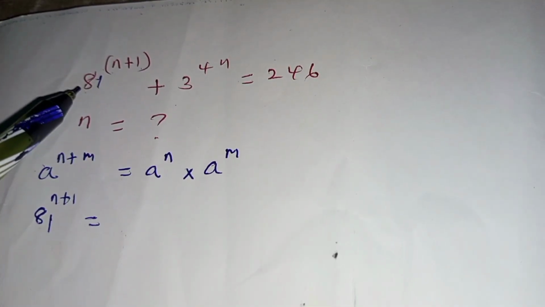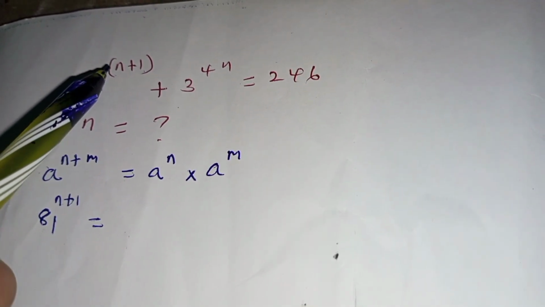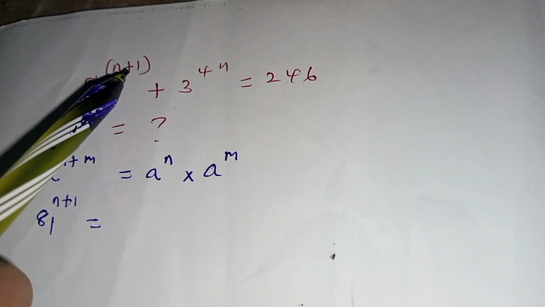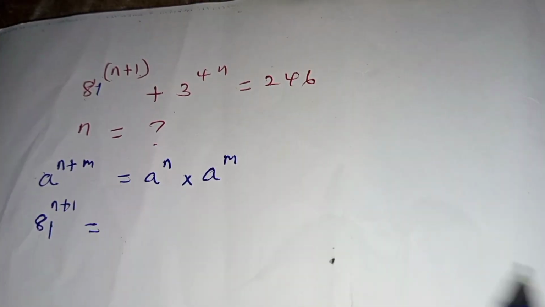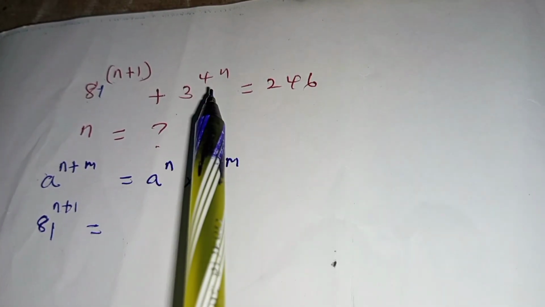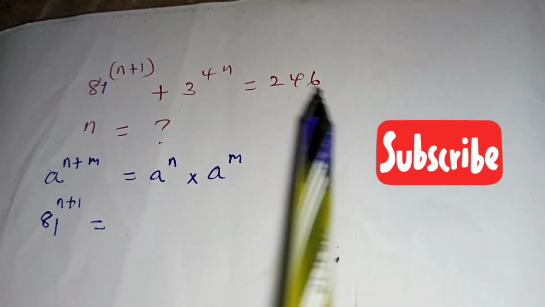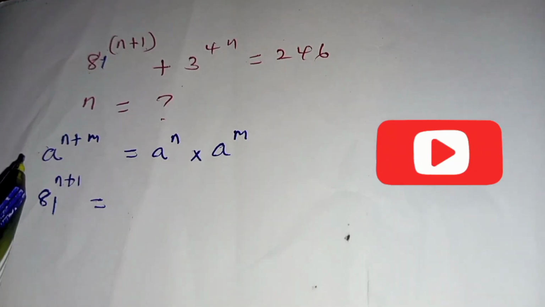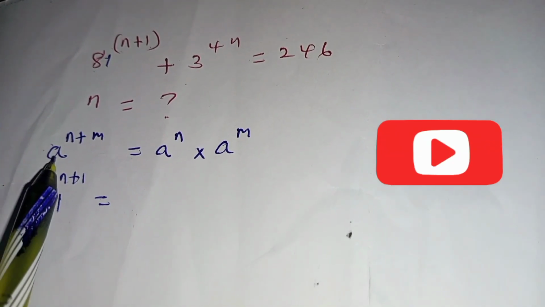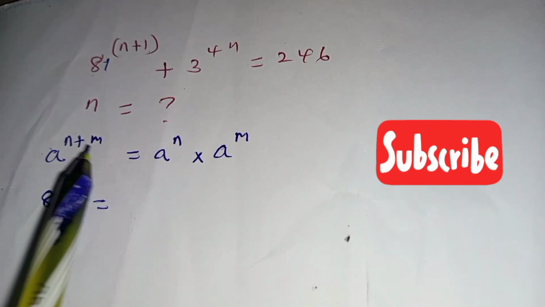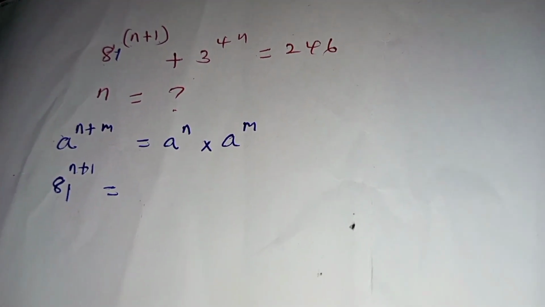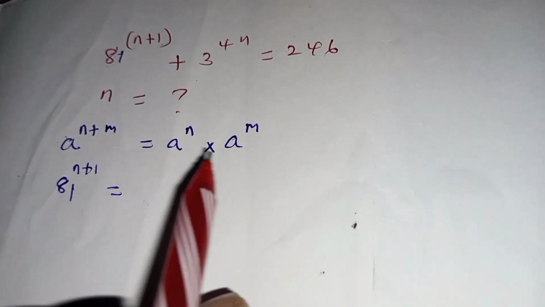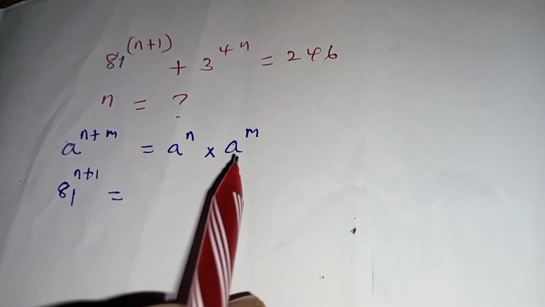Solve 81^(n+1) + 3^(4n) = 246. What is the value of n? We make use of this law of indices, which tells us that when you have a^(n+m), it is equal to a^n multiplied by a^m.